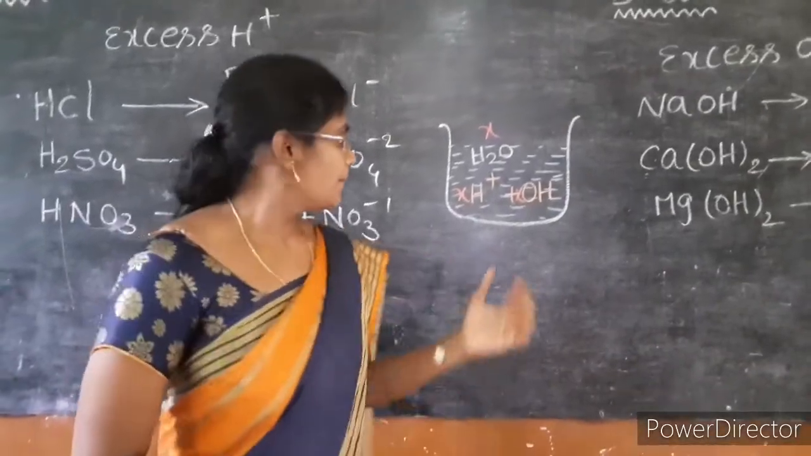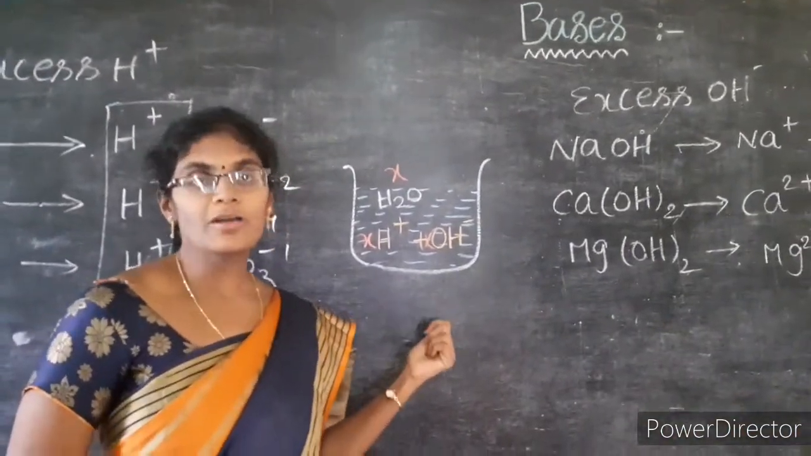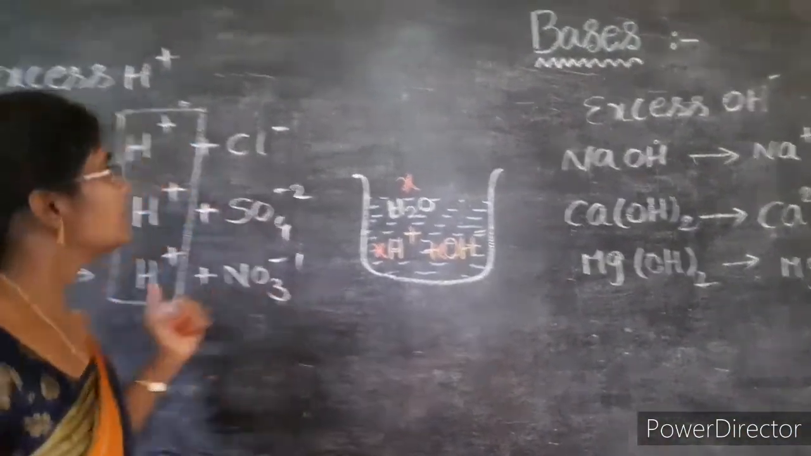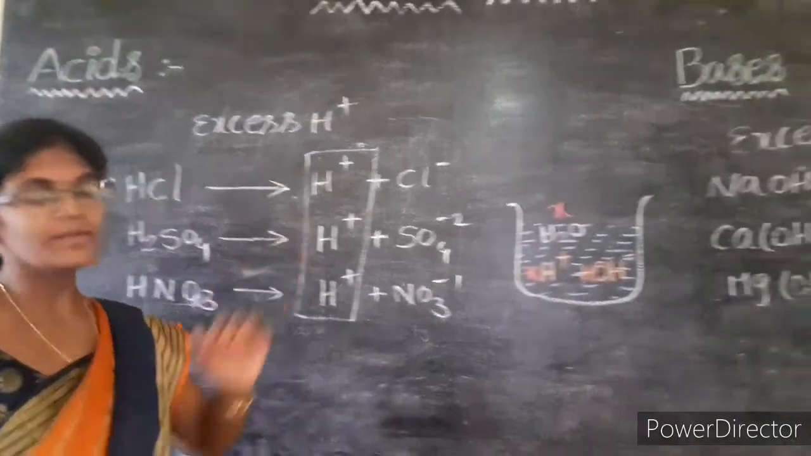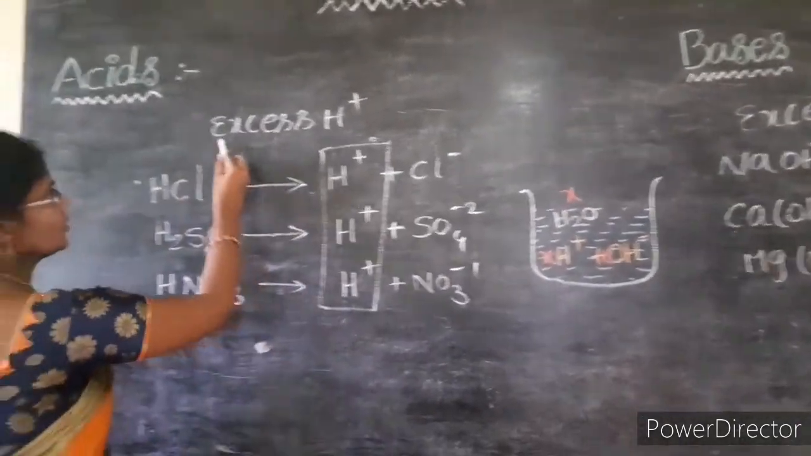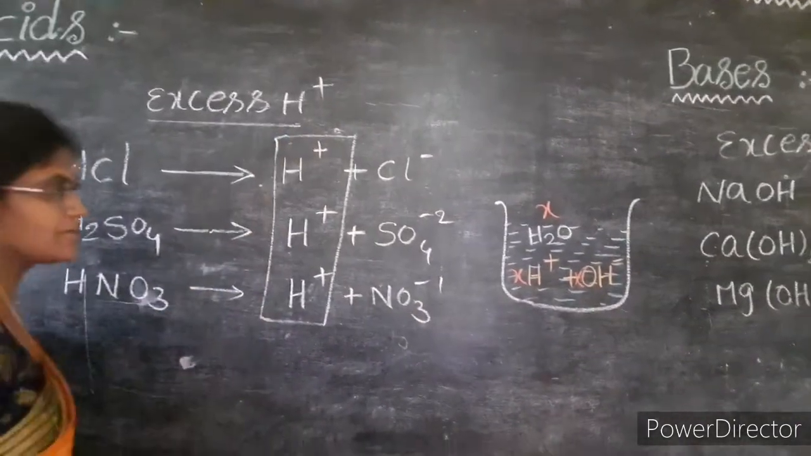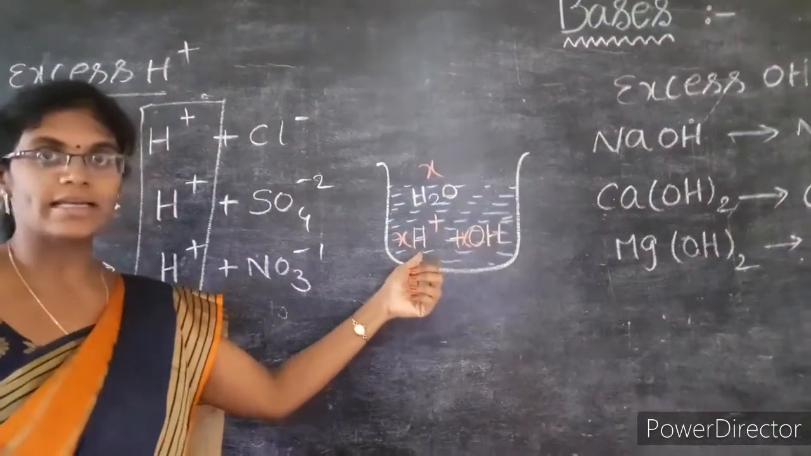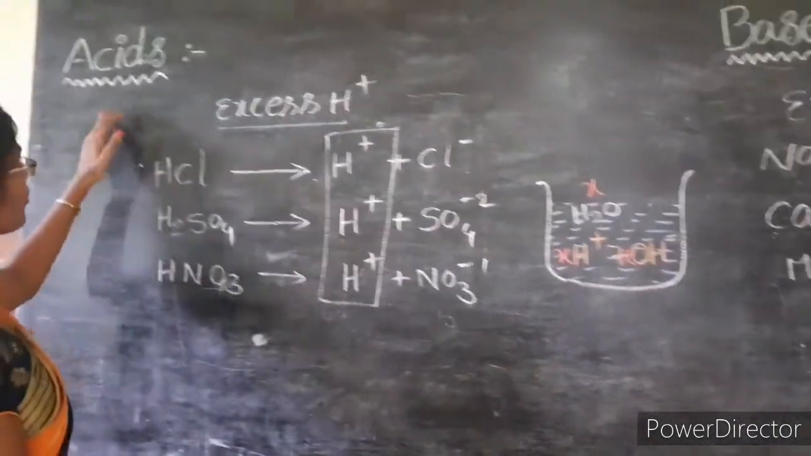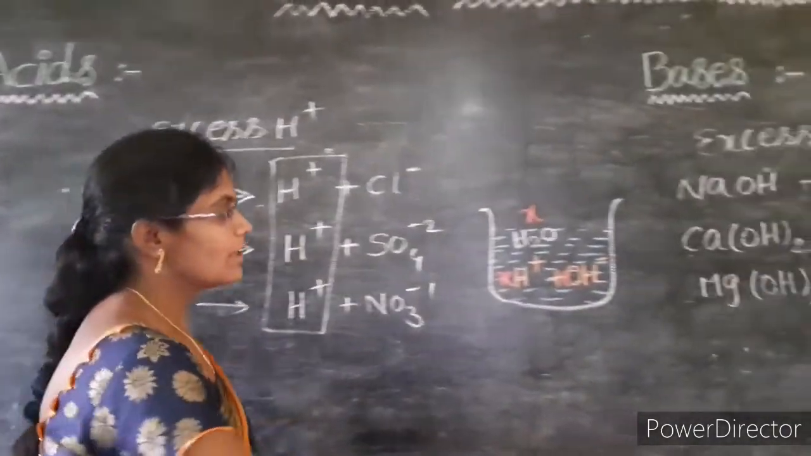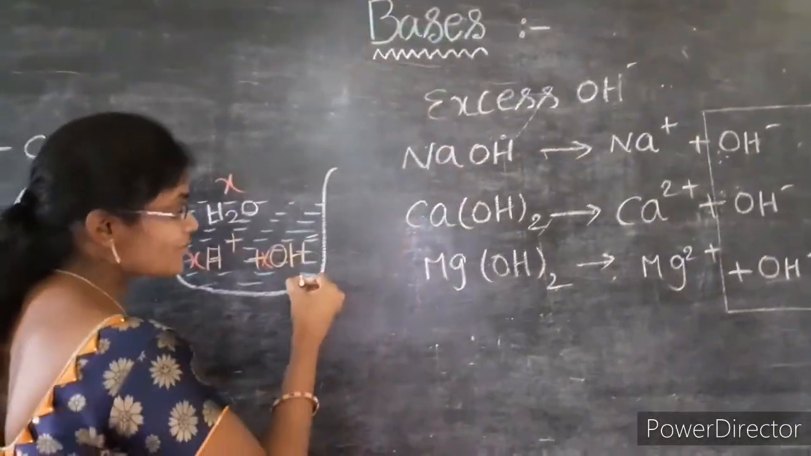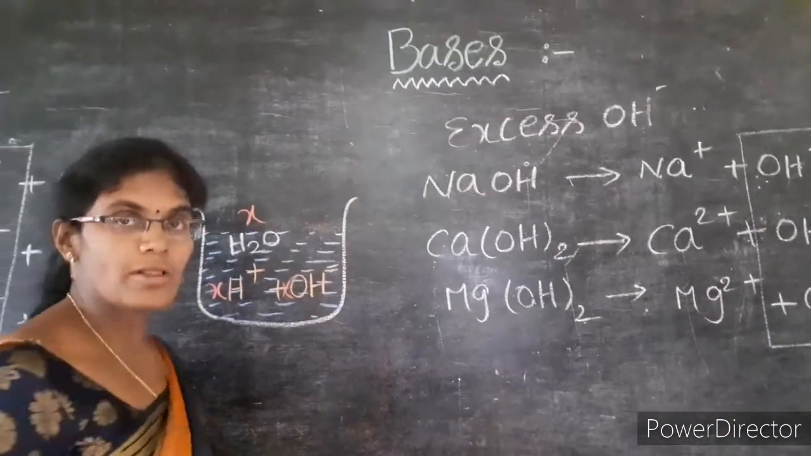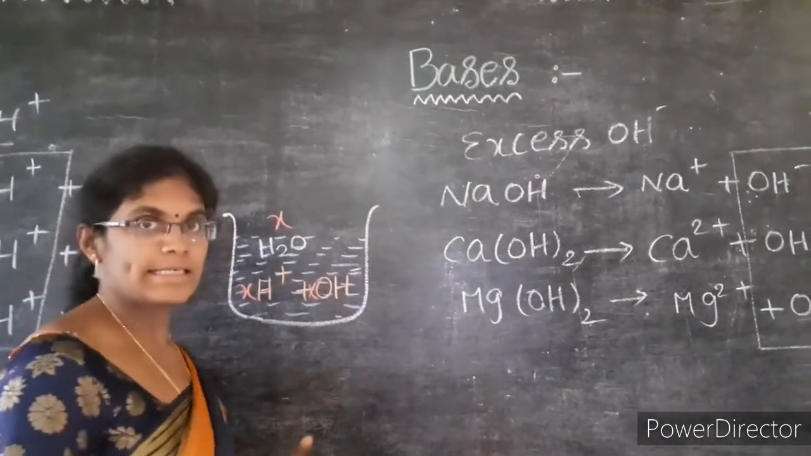So children, by this explanation, I think you are very clear about the definition of acids and bases. Look here once again. Excess H plus ions, yes or no? When the solution contains excess H plus ions, then only we call it an acid. If a substance contains excess OH minus ions, we call that substance a base.